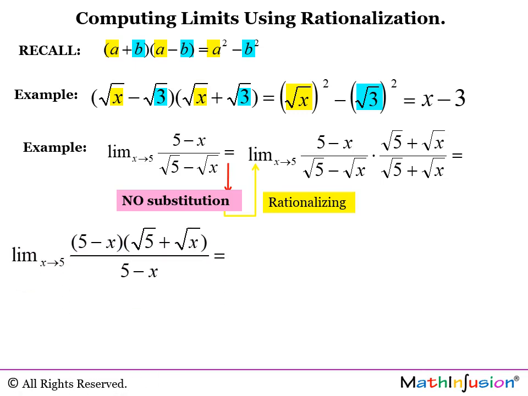And I get that. Pay attention that I don't multiply everything out. I'm just simplifying the problematic part. The problematic part, in this case, is the denominator of this fraction. Now I can spot the cancellation, 5 minus x. And I get that. Now I'm free just to substitute 5 for the x, and I get square root of 5 plus square root of 5, which is just 2 times square root of 5.